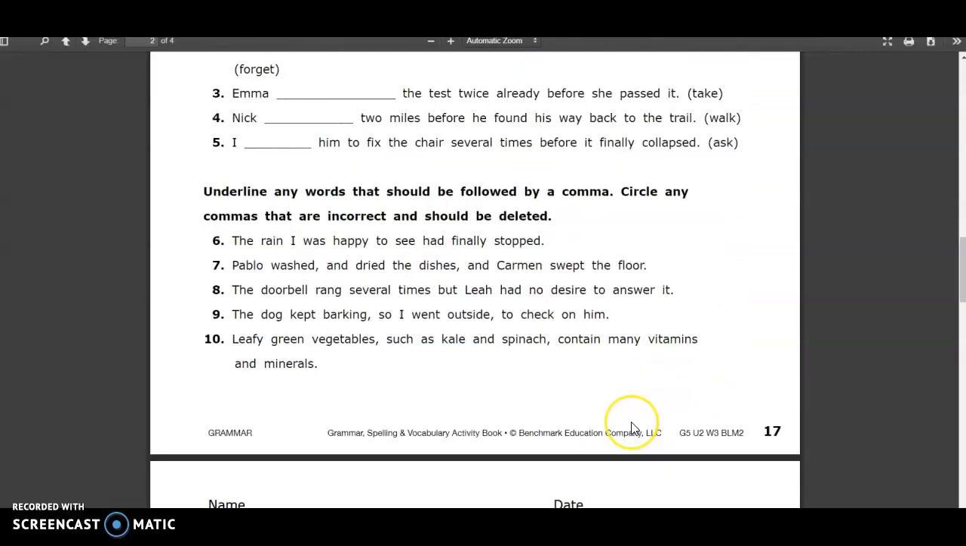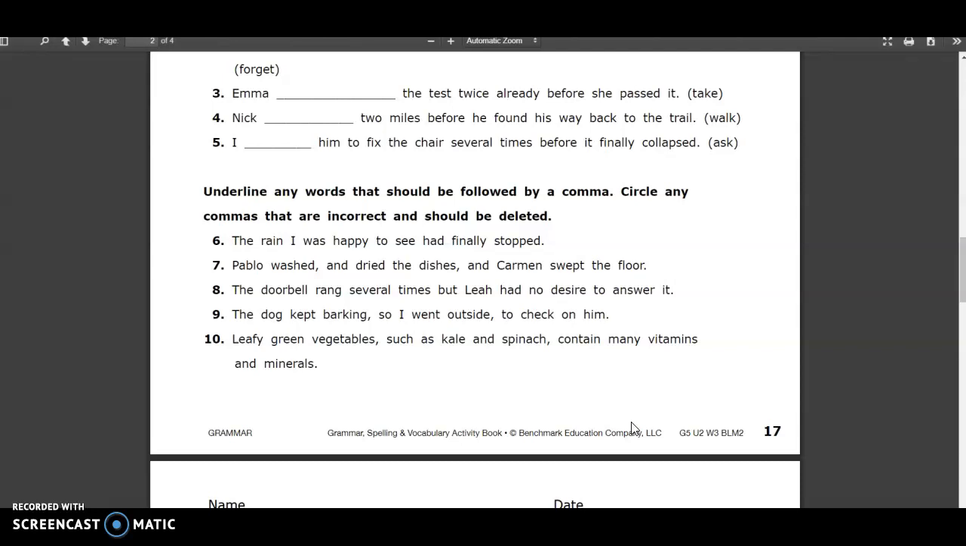And then the second half of this is commas. So underline any words that should be followed by a comma. Circle any commas that are incorrect and should be deleted. So you're looking for commas that need to be added, and you're looking for commas that, hey, that doesn't need to really be there. Okay?